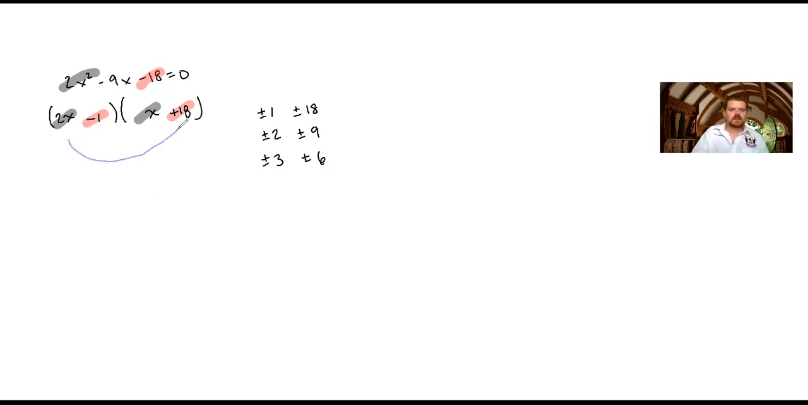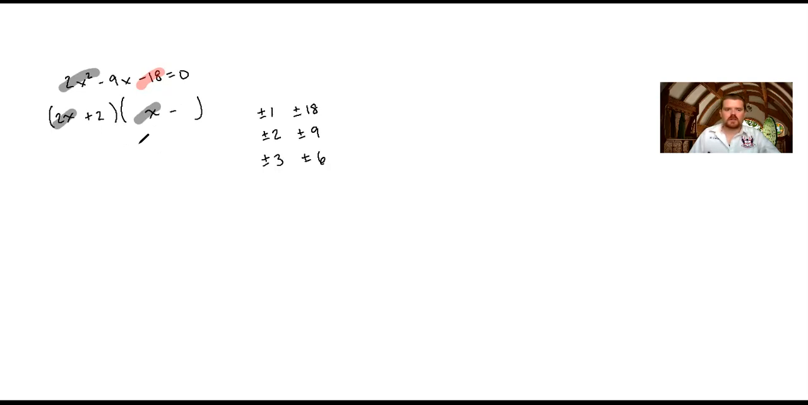So 2 times 18 would give me 36x. Negative 1 times x would give me negative x. And if I add those, it's 35x. That's too high, so that doesn't work. So then I could erase this, erase the 18, erase the negative 1, and try something else. Let's say I do positive 2 and minus 9. 2 times negative 9 is negative 18, plus 2 times x, that'd be negative 16x.